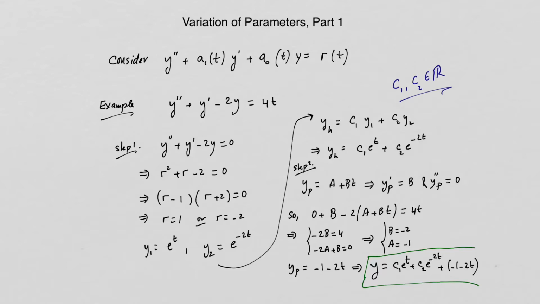Now, the entire purpose of this variation of parameters method is to get this particular solution. That is the whole purpose, because these can be obtained very quickly. So make sure you understand that the focus is on this particular solution called YP. This is YH. Okay, so let's get going.